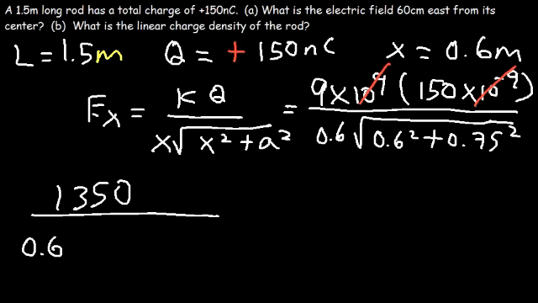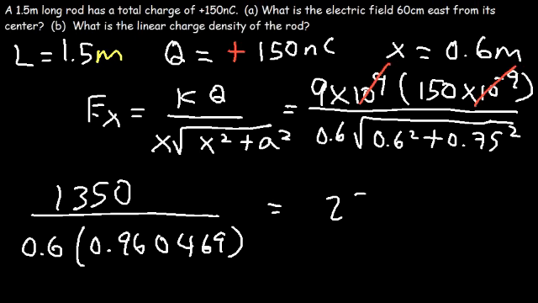0.6 squared plus 0.75 squared is 0.9225. If you take the square root of that, you should get 0.960469. The final answer for this problem is 2343, rounded to the nearest whole number, newtons per coulomb.